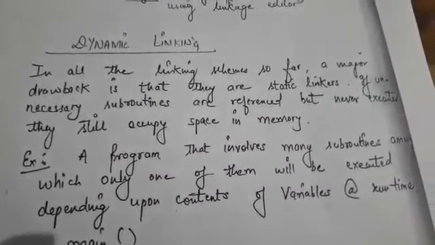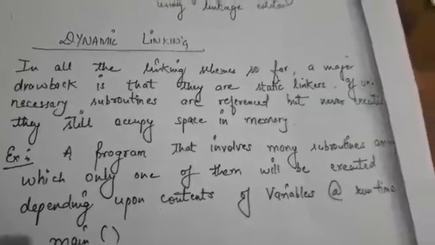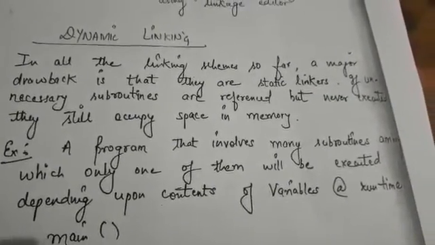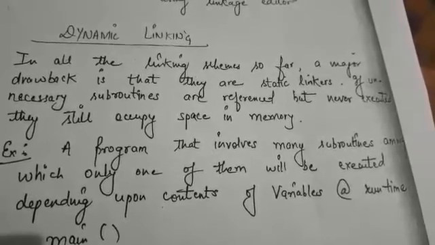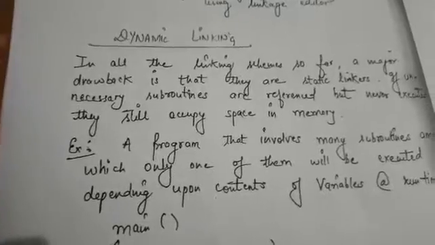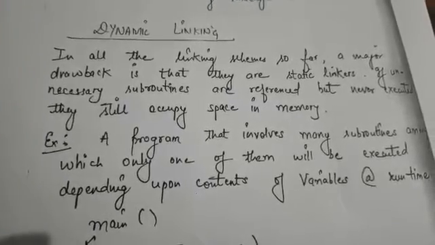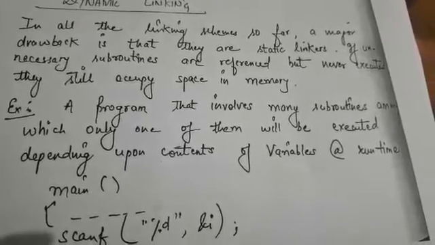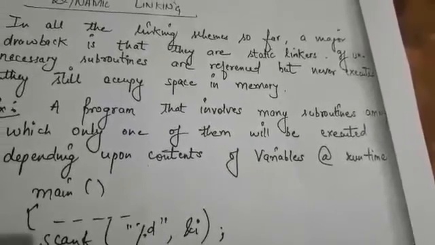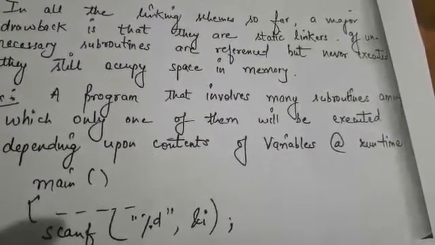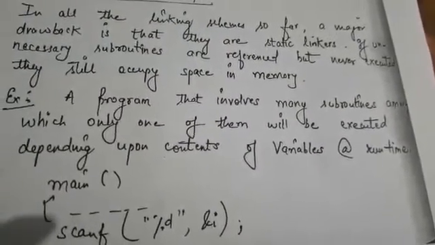Now, what is dynamic linking? In all the linking schemes so far, a major drawback is that they are static linkers. If unnecessary subroutines are referenced but never executed, they still occupy space in memory. The example is a program that involves many subroutines, among which only one of them will be executed depending upon the contents of a variable at runtime.